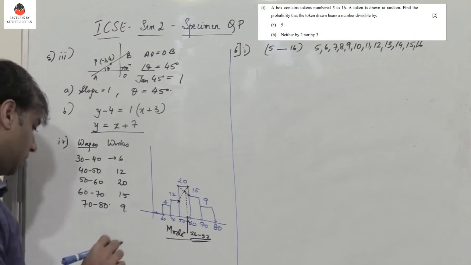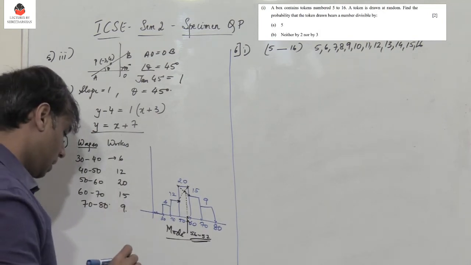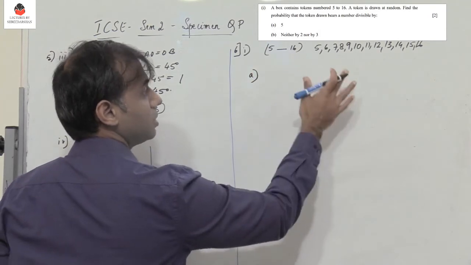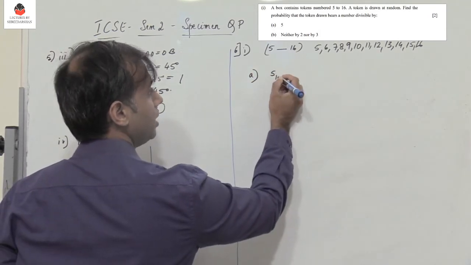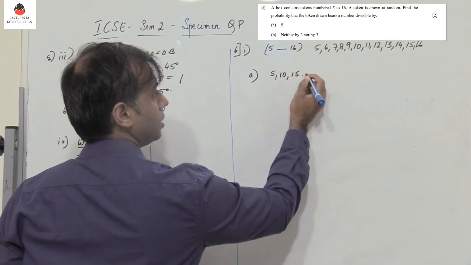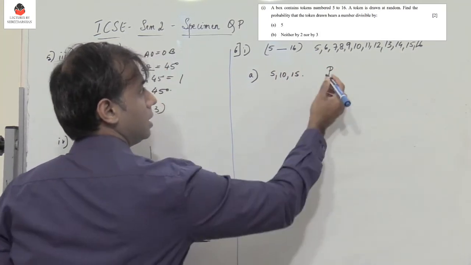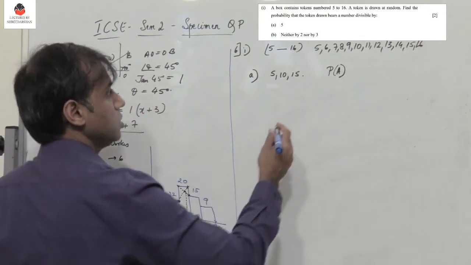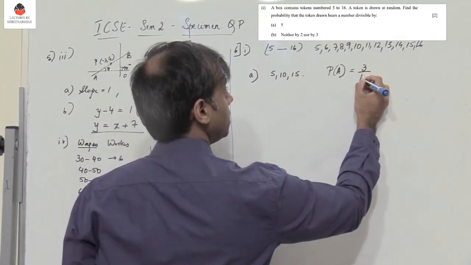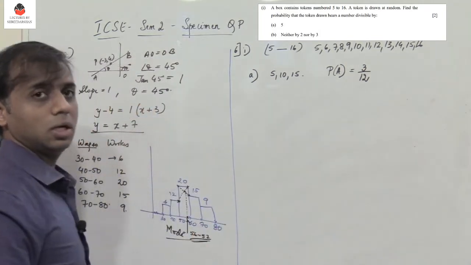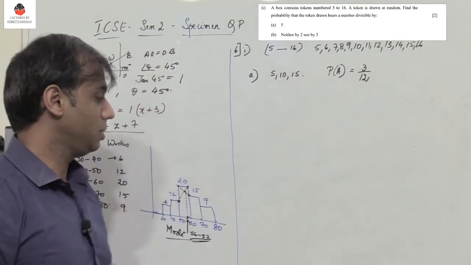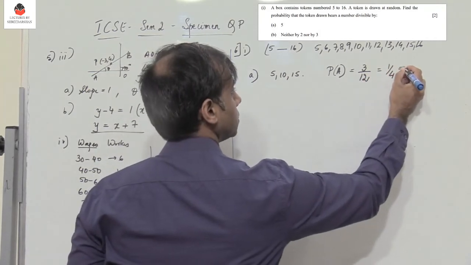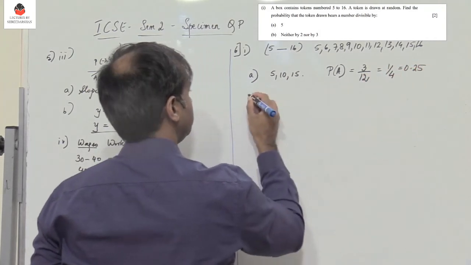Find the probability that the token drawn bears a number divisible by 5. So how many numbers are there which are divisible by 5? 5, 10, and 15. Let me call this event A. So the probability is going to be 3 by 12, since the total number of tokens is 12. So 3 by 12 gives me 1 by 4, which is 0.25.